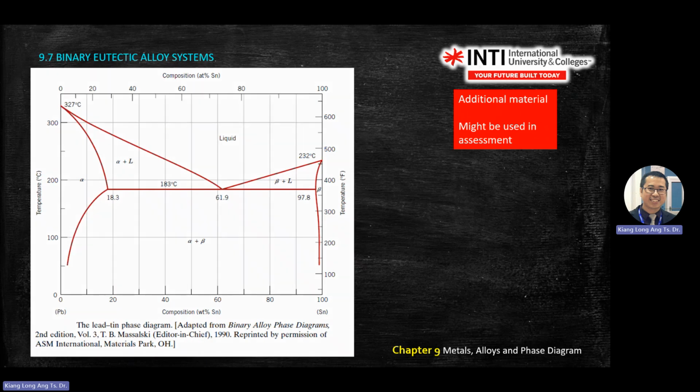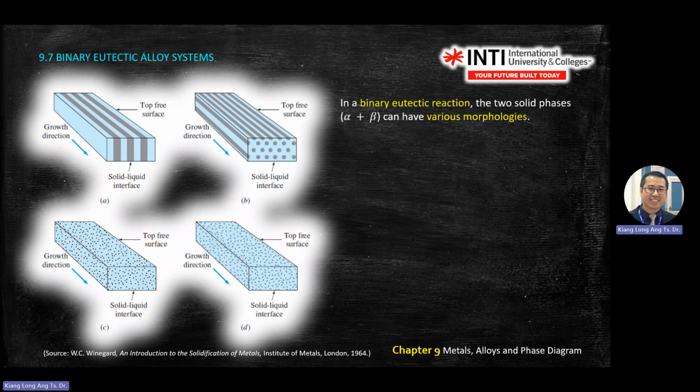So this one is the same, and they have different orientations of alpha and beta. It depends on how you control it. Some form like laminate, some form like rods, some form like seeds, and some form like small fibers.